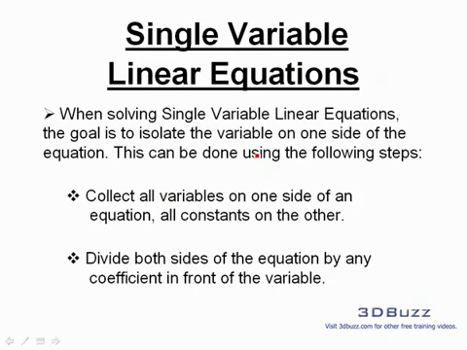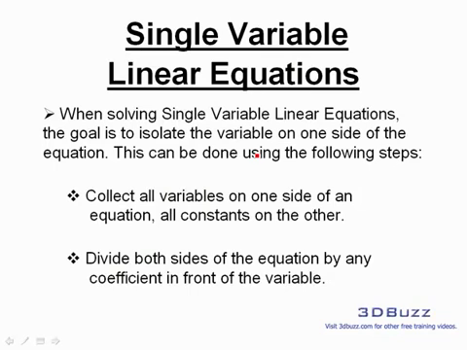All it's saying is if it's linear, all those variables are to the power of 1. So you won't have an x squared or an x cubed, everything is to the power of 1. All right, cool. So anyway, when solving single variable linear equations, the goal is to isolate the variable on one side of the equation. This can be done using the following steps.